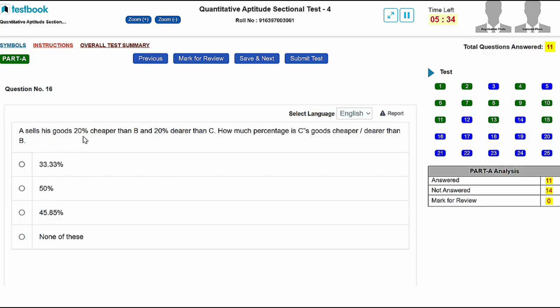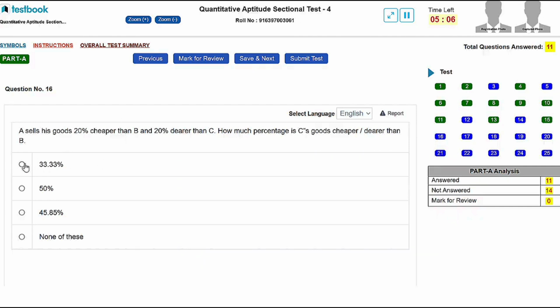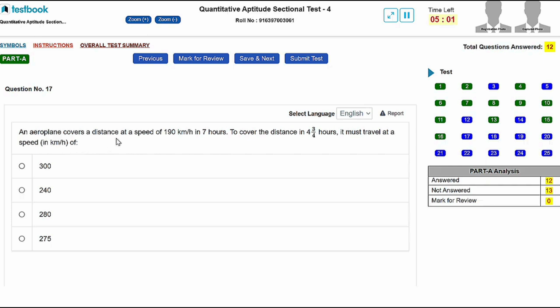A sells his goods 20% cheaper than B and 20% dearer than C. How much percentage is C's good cheaper or dearer than B? 33.33%.